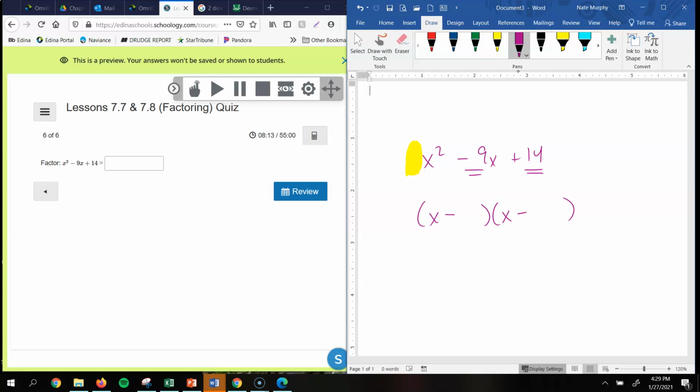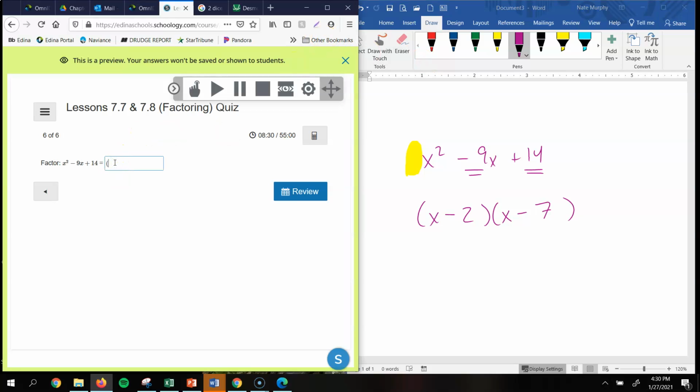Well, two numbers that multiply together to be a positive that add together to be a negative mean they're both negative numbers. And the only factors of 14 are 1 and 14 and 2 and 7. And hopefully you recognize quickly that 2 and 7 would be your answer. So x minus 2 times x minus 7, or if you switch those around, again, the order never matters there. If you switch those around, it would be the same thing. So x minus 7. So there you have it.